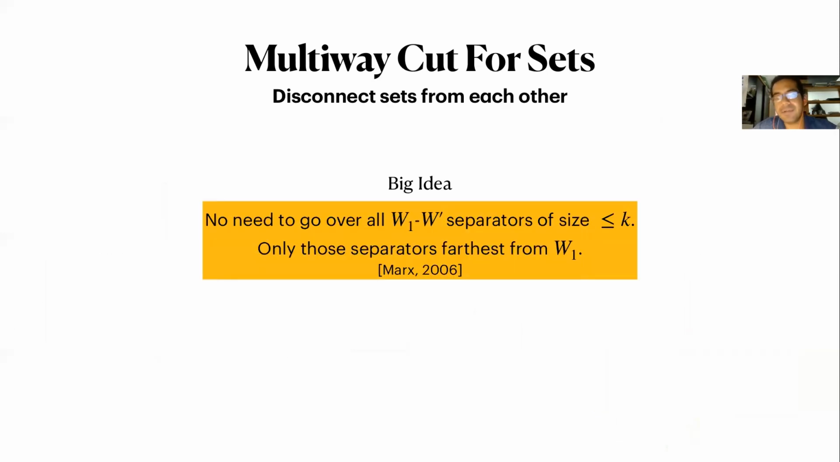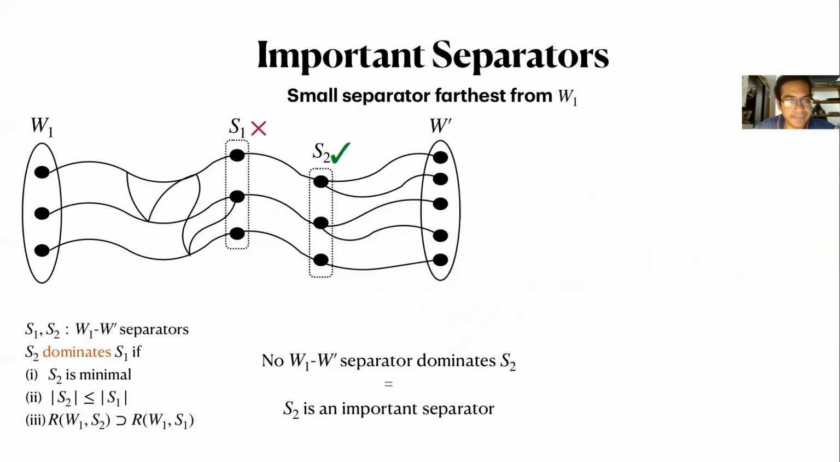So the big idea which Daniel Marx came up with in 2006 was to say that we do not need to go over all separators. There exists a solution for the bipartition multiway cut for sets which contains an important separator. So we can just count the important separators. And as we will see, the number of such important separators of size at most K is bounded by 4 to the power K.